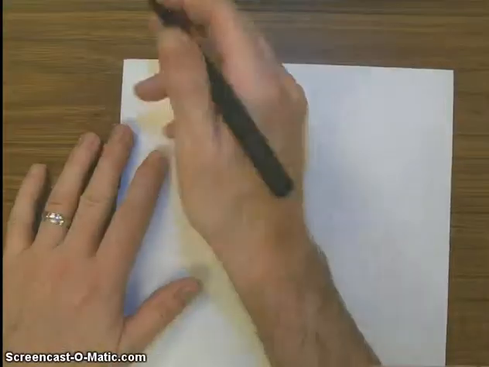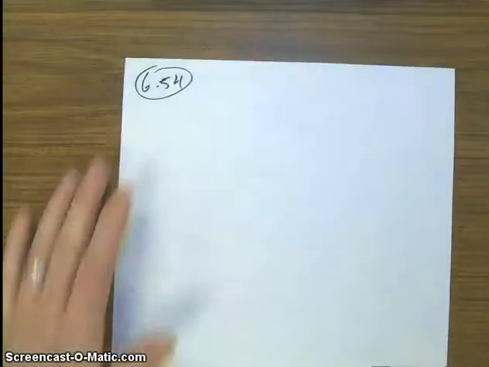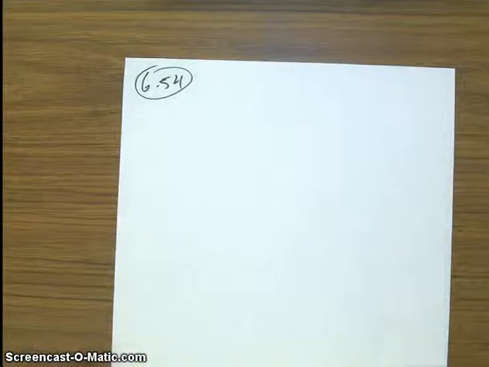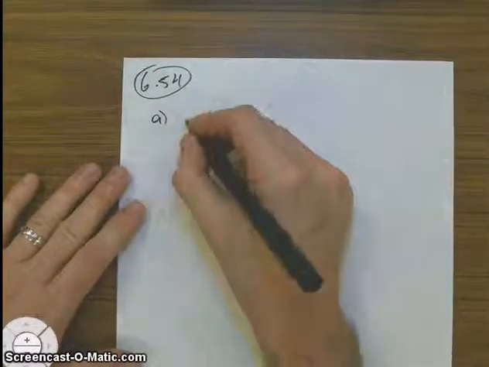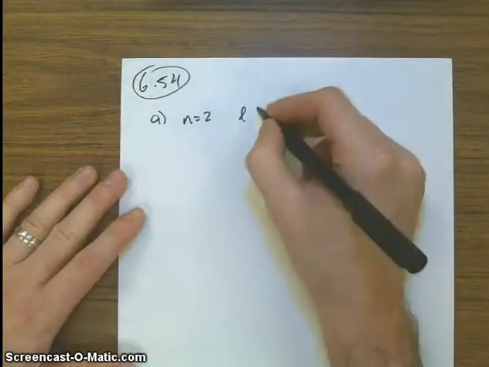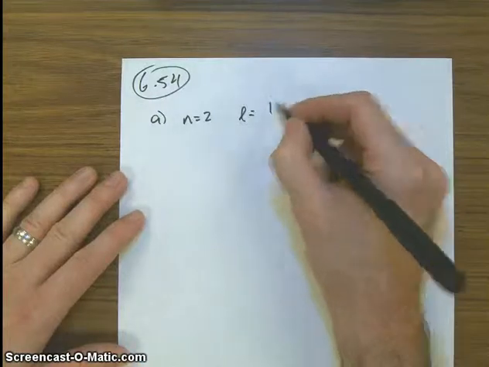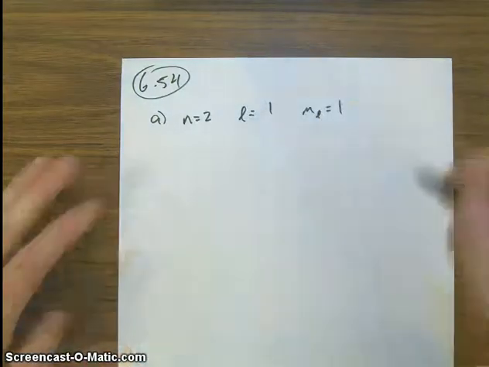Alright, this is going to be problem number 54. On problem 54, what you're having to do is identify whether the sets of quantum numbers for a hydrogen atom are acceptable or not. So on A, you're given a principal quantum number of 2, an azimuthal quantum number of 1, and a magnetic quantum number of 1. And you have to figure out whether that's permissible or not.